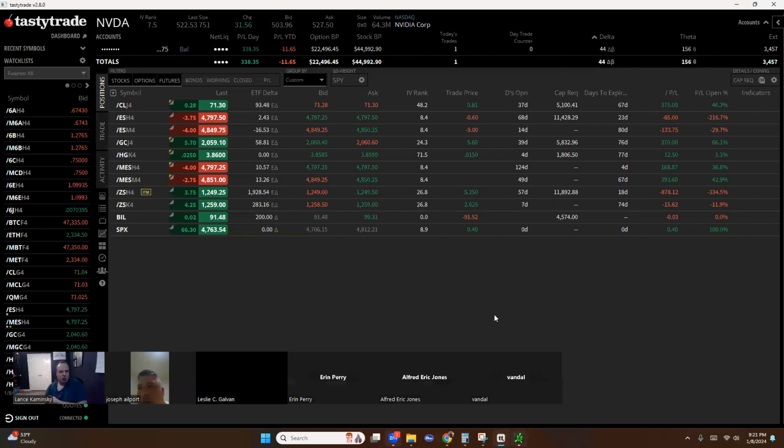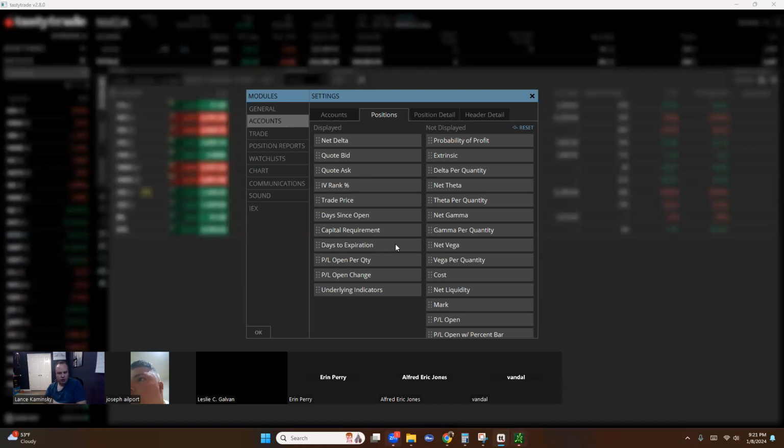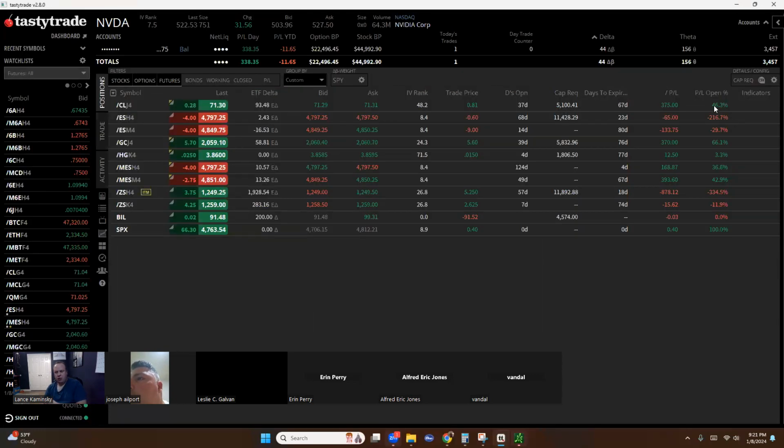Does it have percentages on P&L open, or does it just have it in your positions tab? You could click on the little gear icon and then change what's displayed in your main positions tab. The one that you should look at is P&L open. Could be P&L open change. Okay. And then that will show the percent up and down I am on different positions.